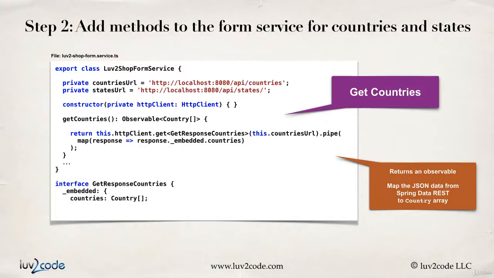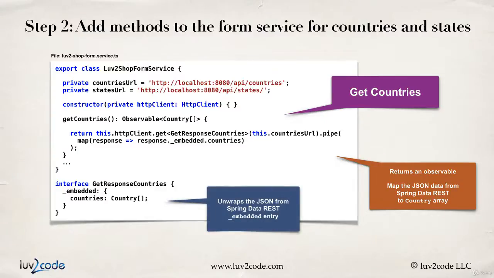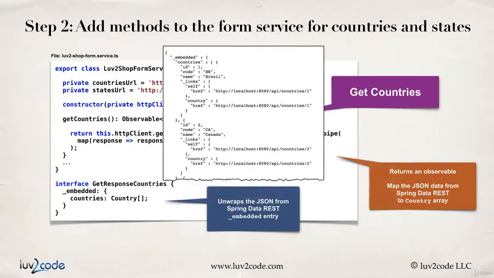And at the bottom, we'll create this interface, GetResponseCountries. And we use this to unwrap the JSON from Spring Data REST for that underscore embedded entry. And then here's the JSON here at the top. And notice here how we map the underscore embedded so we can actually get that array of countries, then assign it and send it back to the calling program. And this is a common technique. We've used this before in some of our previous videos.